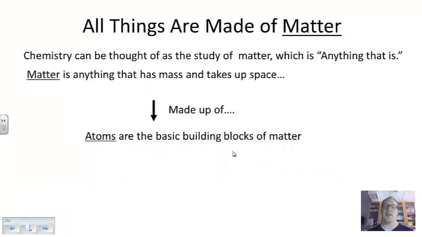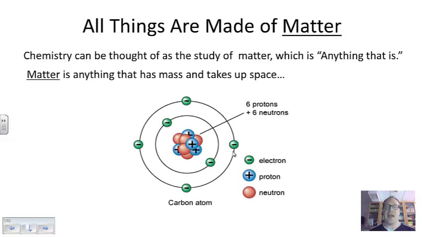Now, you need to know that matter is made up of basic building blocks that are called atoms. And atoms are made up of subatomic particles that we're going to get into later. What you're looking at right here is just a rudimentary general diagram of the structure of an atom. We know that protons and neutrons are subatomic particles. These are particles that are less than an atom. They're found in the nucleus. And electrons are found to orbit the nucleus of atoms.